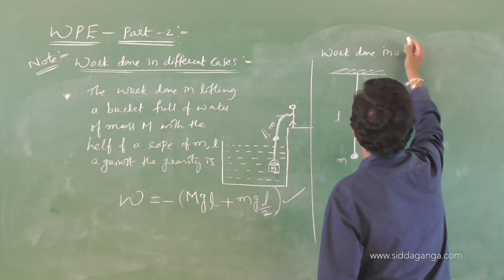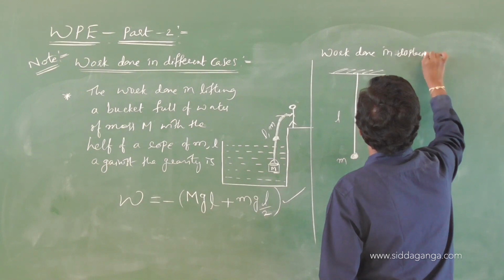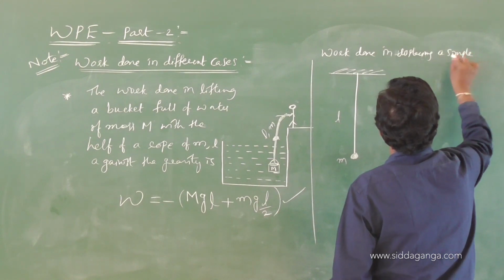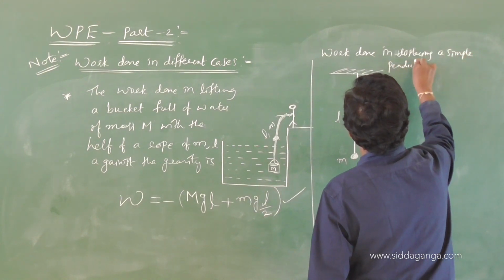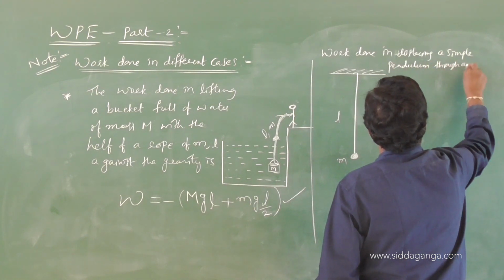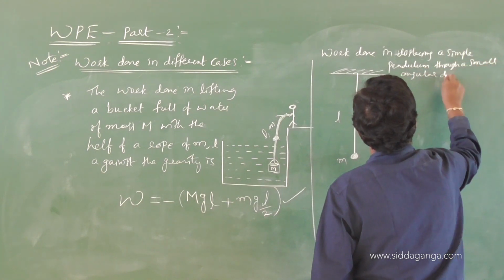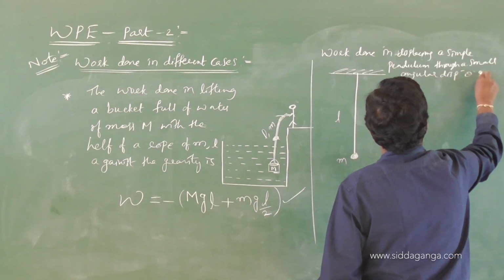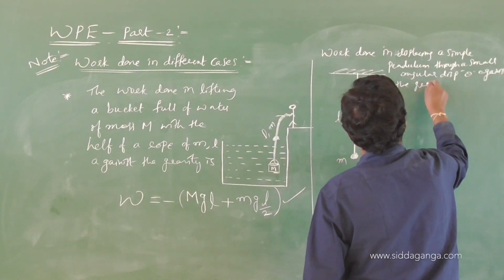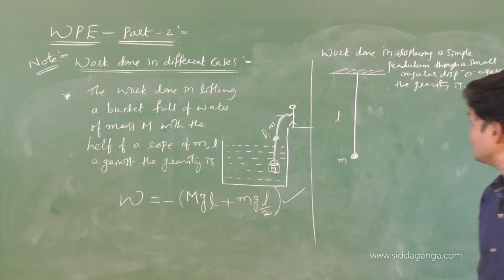or in displacing, it's better, in displacing a simple pendulum through a small angular displacement theta against the gravity is. See, this is the concept, against the gravity is. So what is the formula? Against the gravity. Is it visible down?